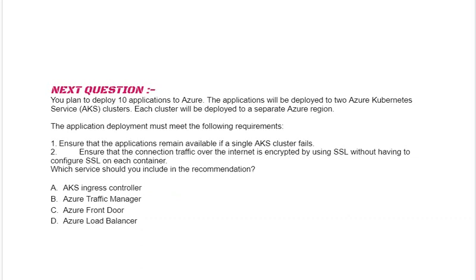Next question is, you plan to deploy 10 applications to Azure. The applications will be deployed to two Azure Kubernetes Service, AKS, clusters. Each cluster will be deployed to a separate Azure region. The application deployment must meet the following requirements. First, ensure that the applications remain available if a single AKS cluster fails. Second, ensure that the connection traffic over the internet is encrypted by using SSL without having to configure SSL on each container. Which service should you include in the recommendation?